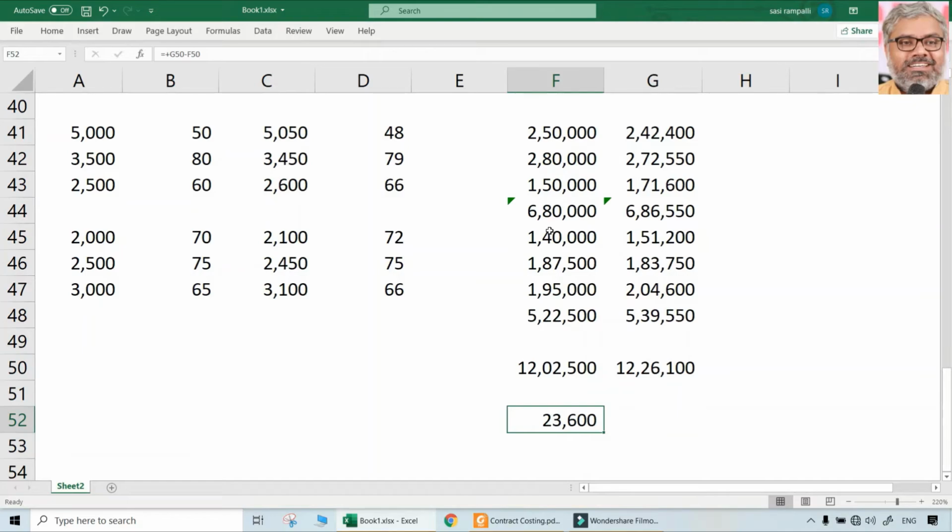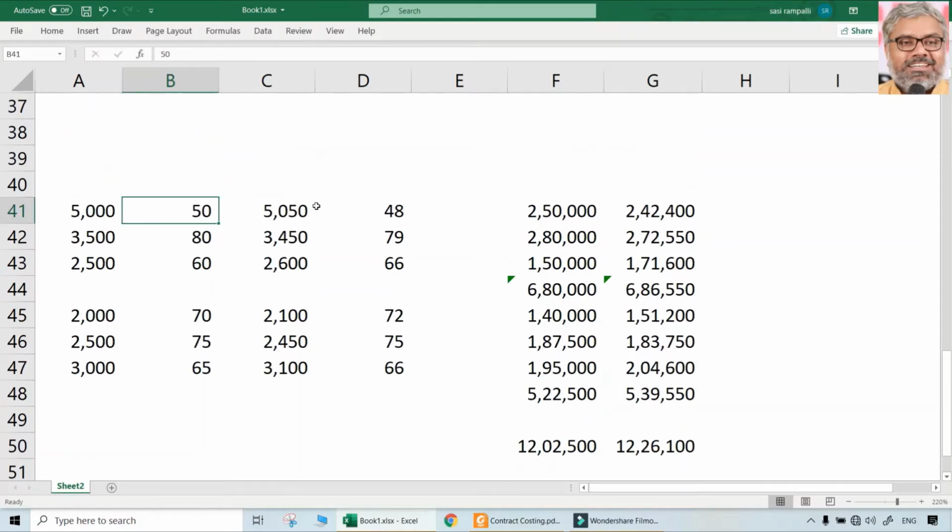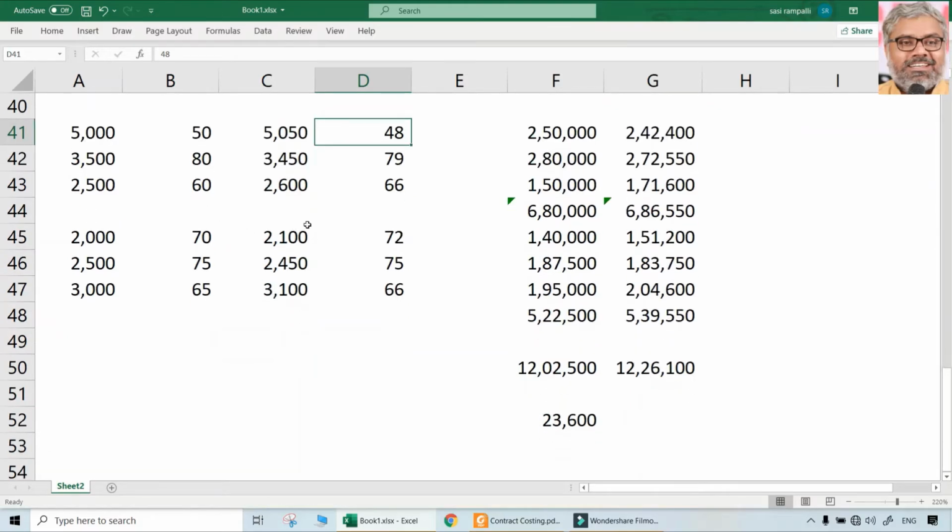But now the question is, is that claim admissible? Answer is no, it is not. Why? Because the escalation clause only works for the rate, not for the quantity increases or decreases. So whether the actual quantity is more than standard or less than standard, it should not matter. But whatever the rate difference is, definitely that is what the escalation clause is eligible for. So naturally, what should be the difference between this actual and the standard price?